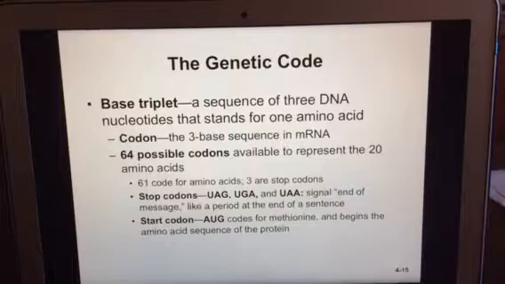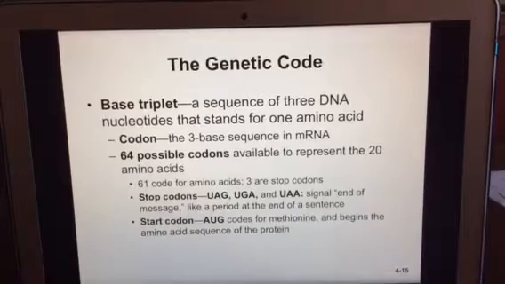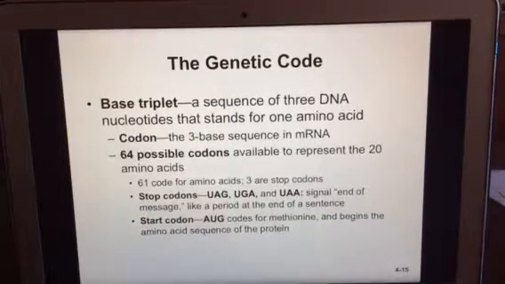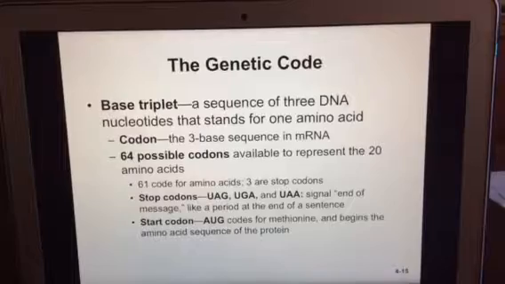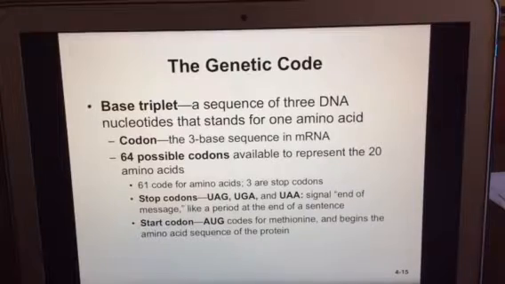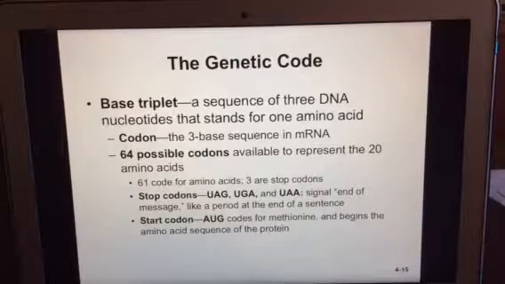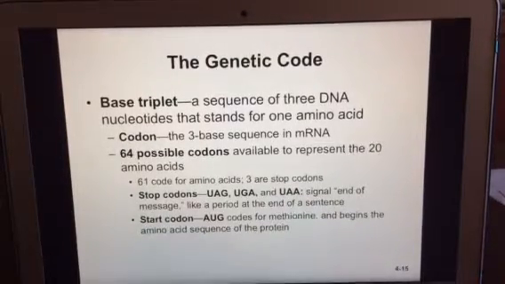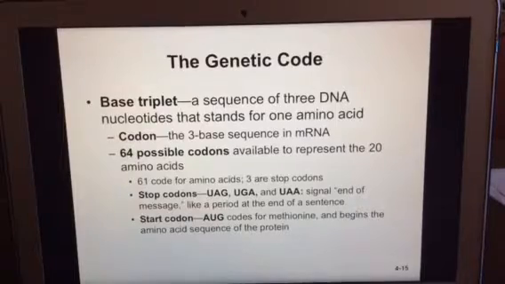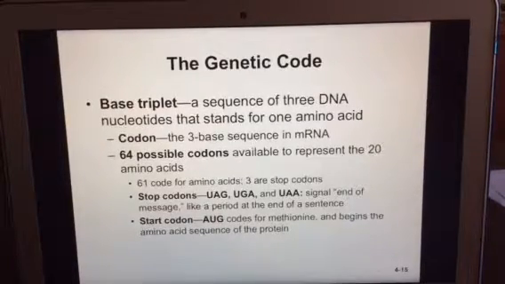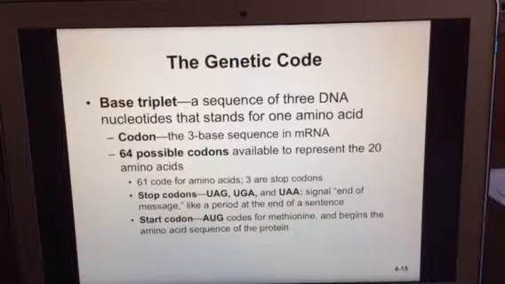There are 64 possible codons. That's just taking 4 nucleotides times 4 times 4, because we're talking about a triplet. And then they are available to represent 20 possible amino acids. So there is definitely some repetition: there are multiple codons that code for the same amino acid. And there are 3 stop codons. So there are 3 codons that say, okay, we're done, and they don't code for an amino acid at all. There's also 1 start codon, and that signals where on the messenger RNA strand the process of protein synthesis should begin.